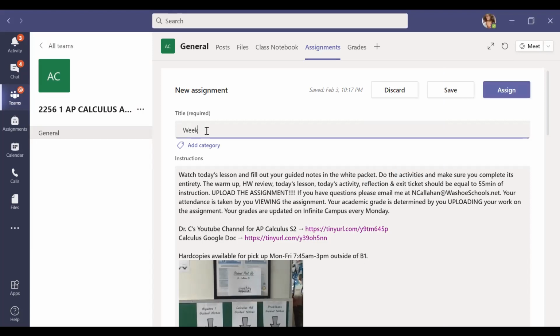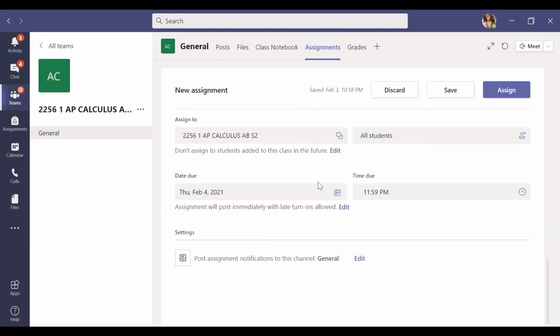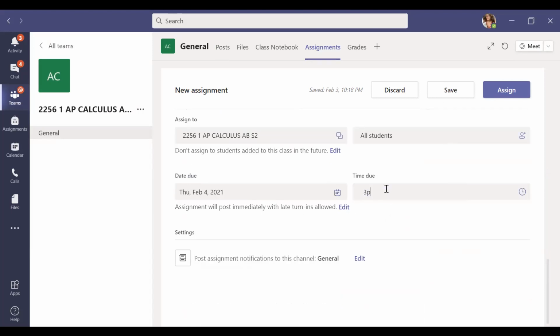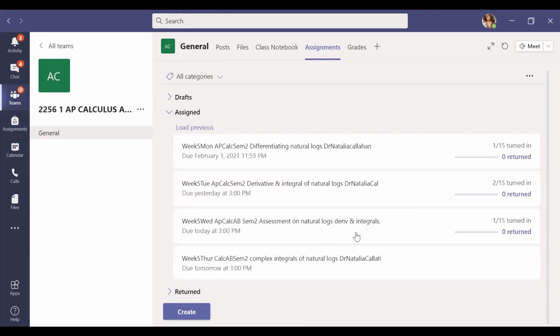Okay, so week 5 Thursday, Calc AB, semester 2. All right, and so it is going to be worth 10 points, and make sure you have this done by the end of second period is what I'm suggesting. All right, so with that said, let's go ahead and continue with our lesson today because we have a lot to go over.